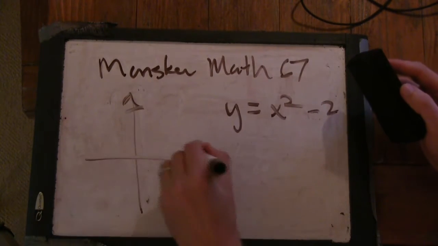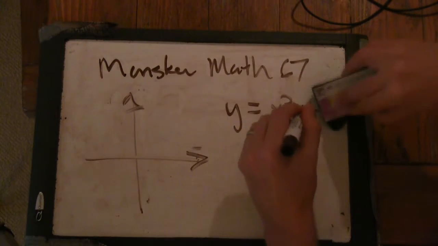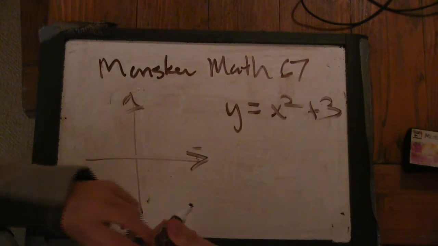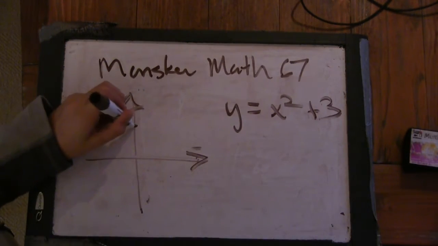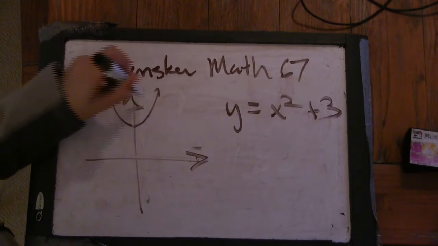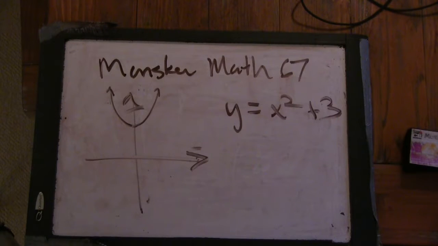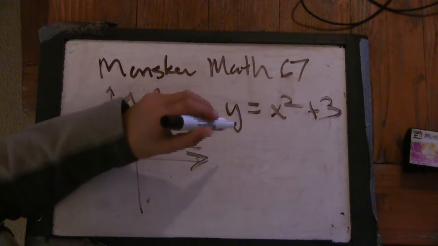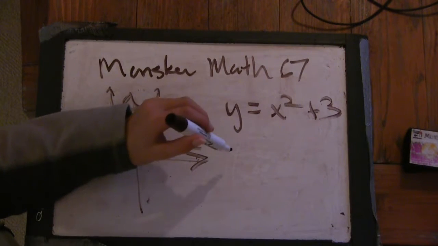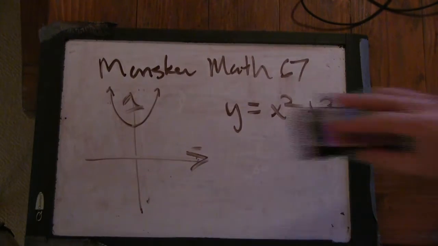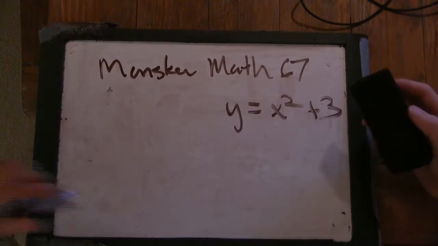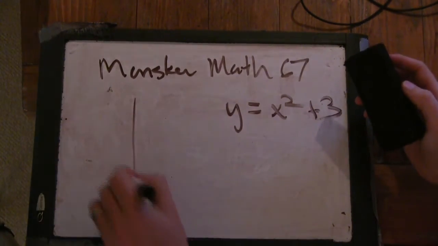Let's do something like this: y equals x squared plus 3. That should move it up by 3. And why does adding a constant shift it up or down? Because all y values, you add 3 to them. Nice.